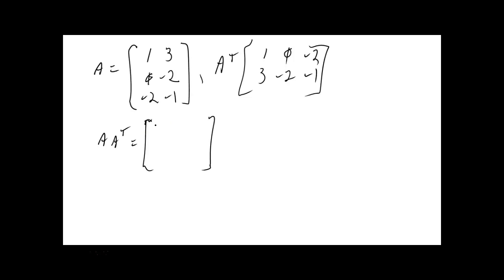The first entry would be 1 plus 9, which is 10. The row below that would be 0 minus 6, so negative 6. The row below that would be negative 2 minus 3, which is negative 5. And you get negative 6 again.